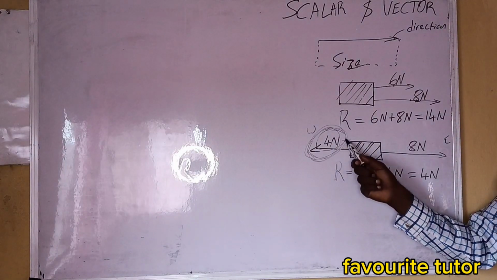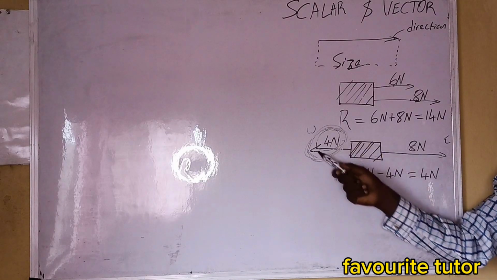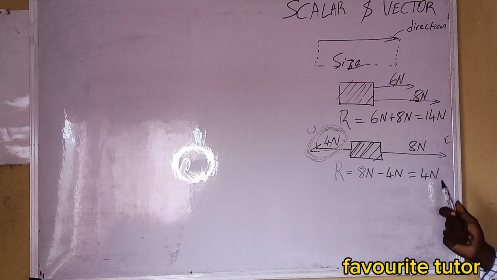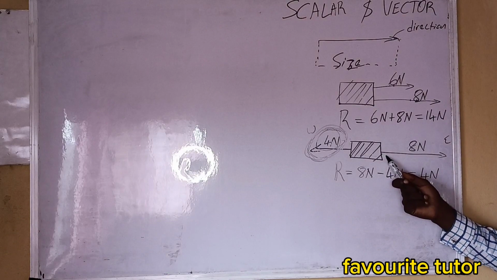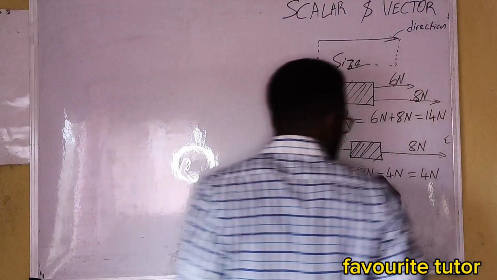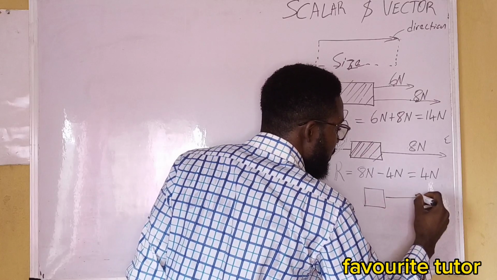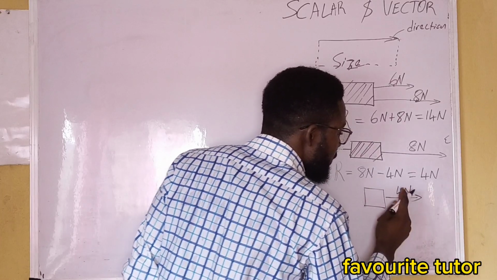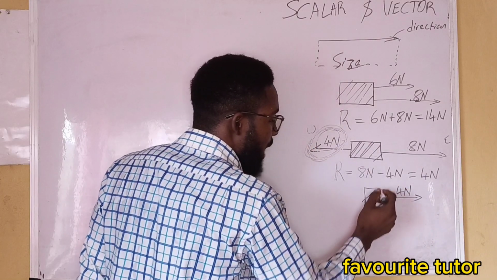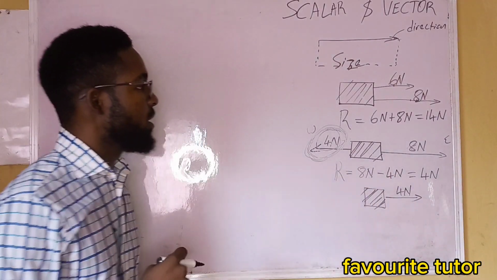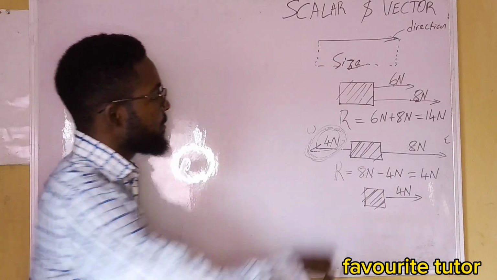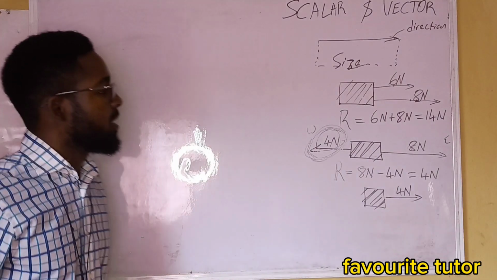Because I need to overcome this force, which is the frictional force opposing motion. Therefore, the block is going to move to the east with 4 Newton force, which is the total force acting on the body. Now, this is the first case, and this is the second case.